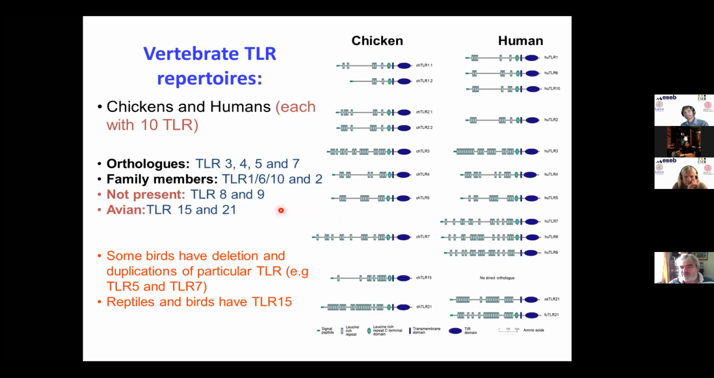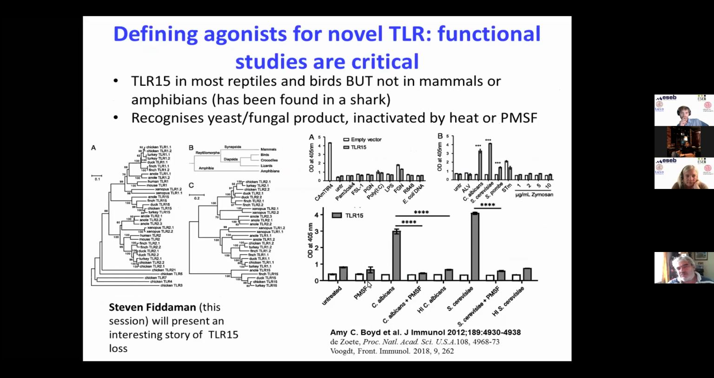That problem was resolved. We looked very, very hard for TLR9 and couldn't find it, but that problem was resolved when 2 TLRs that are not found in mammals were identified. And the guilty party in terms of unmethylated CpG recognition is TLR21. There is, of course, this other TLR, TLR15, which is generally present in most reptiles and birds, and that is something I'm going to come to in the next slide. So what happens when you find completely new TLRs? Well, of course, it's key to do functional work to try and identify what they see.